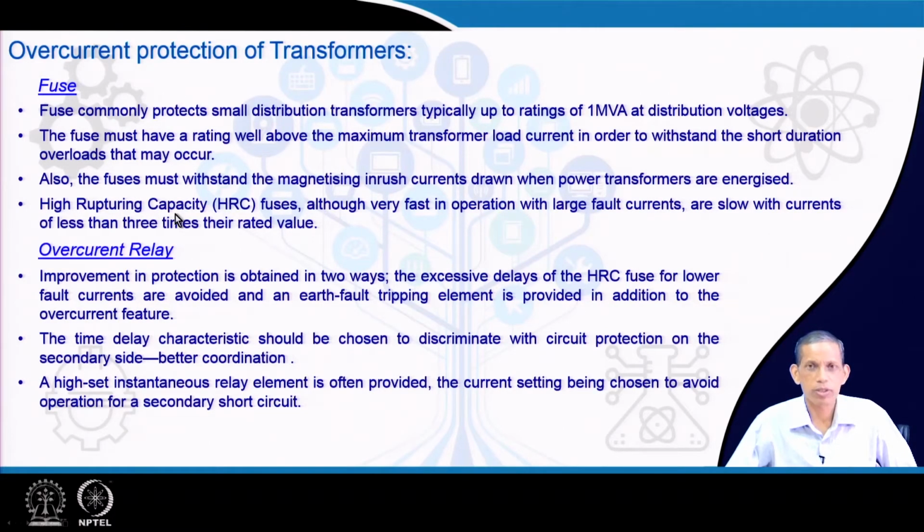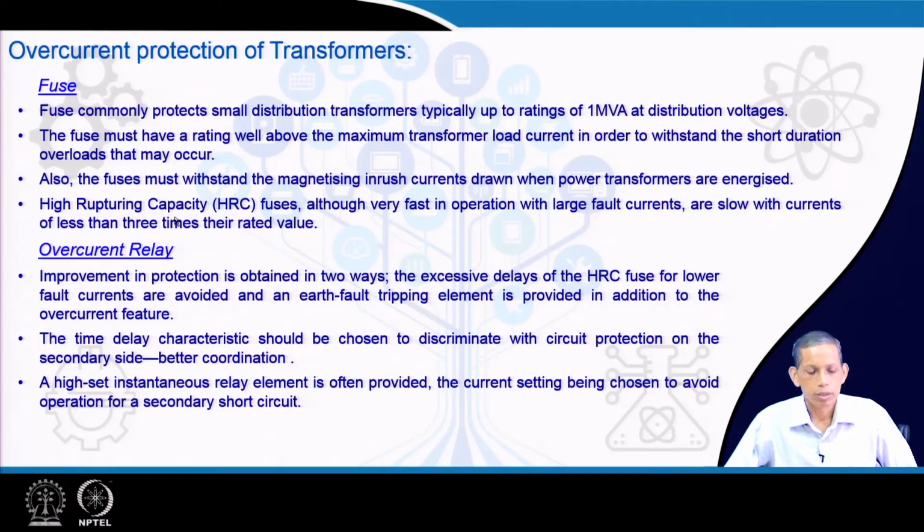HRC or high rupturing capacity fuses are also being used, and they are very fast for protection during large fault currents, say an internal fault in the transformer, but their response is slow when the corresponding internal fault current is low. Like you can think about a situation where the transformer internal fault is at the lower end of the winding. So, that is the demerit of such an HRC fuse.